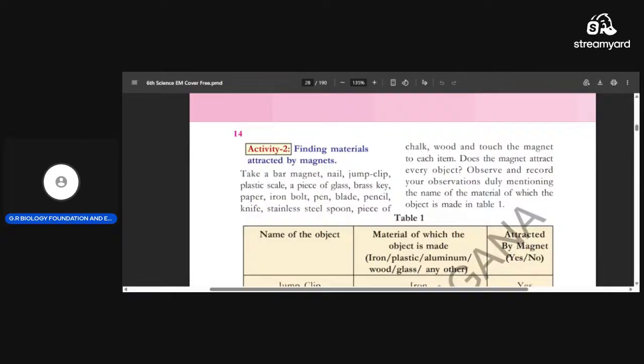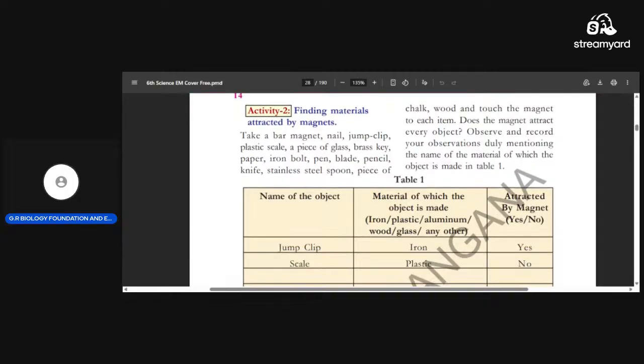Knife: if it is made with iron it is attractive, if it is made with stainless steel it is not attractive. Stainless steel spoon is not attractive because it is steel. Piece of chalk, made with calcium, is not attractive. Wood is not attractive. Okay, and touch the magnet to each item. These are all we use to touch with the magnet.